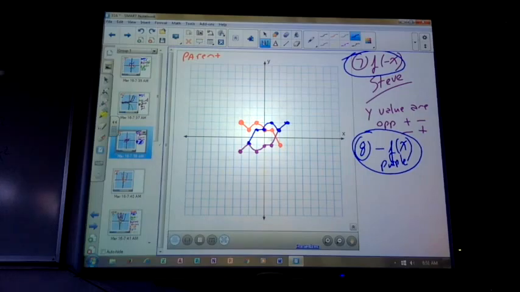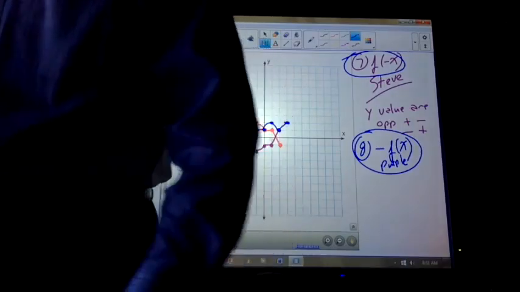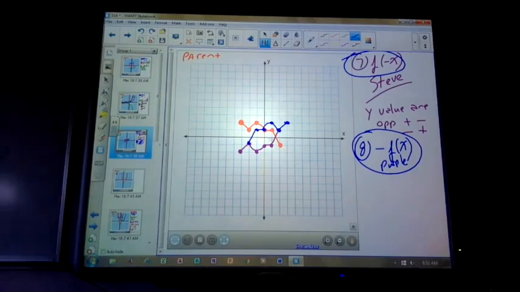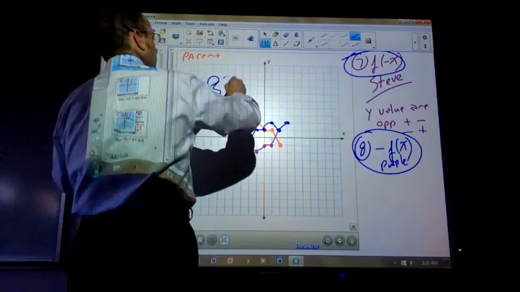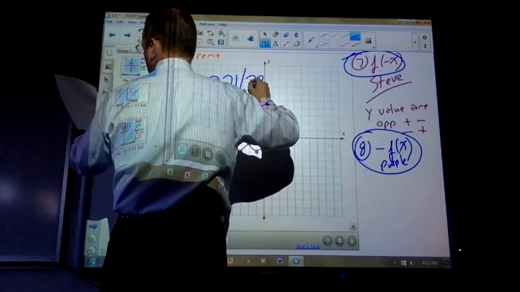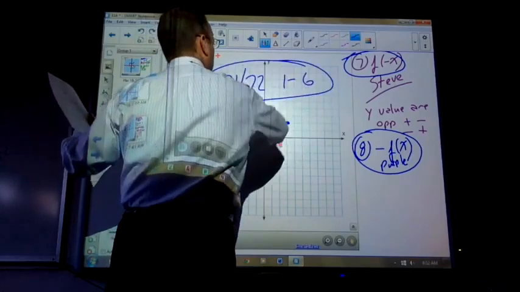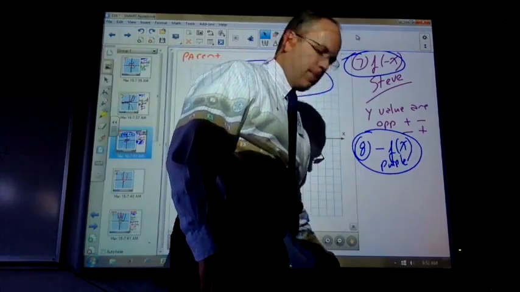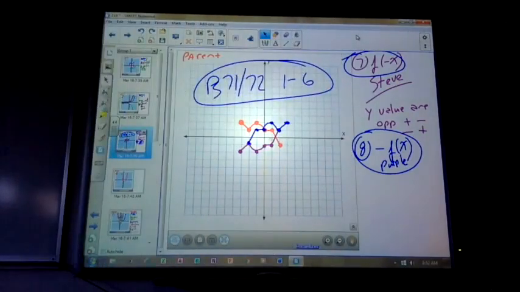What about you? I'm almost done. Almost done? Sweet. So, ladies and gentlemen, your assignment is going to be page 71/72, 1 through 6. If you need to take a picture of it, I have it up in the basket. What worksheet number is it? Worksheet 12, it's in the back.